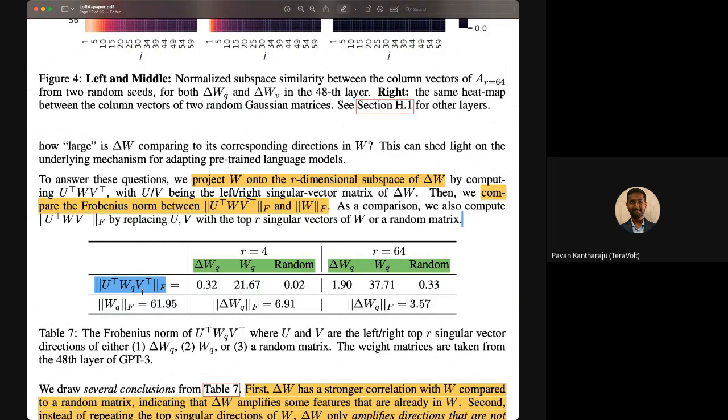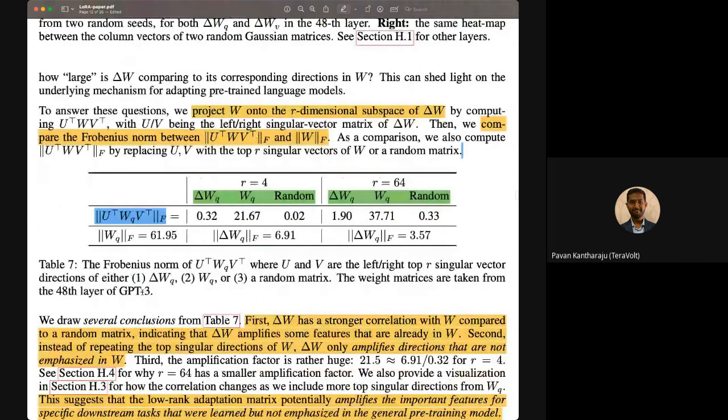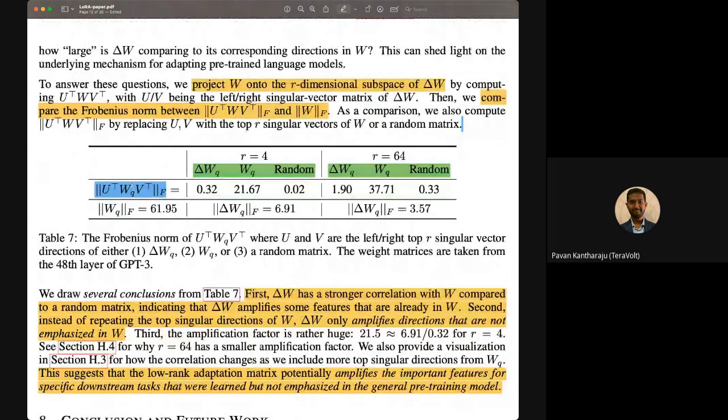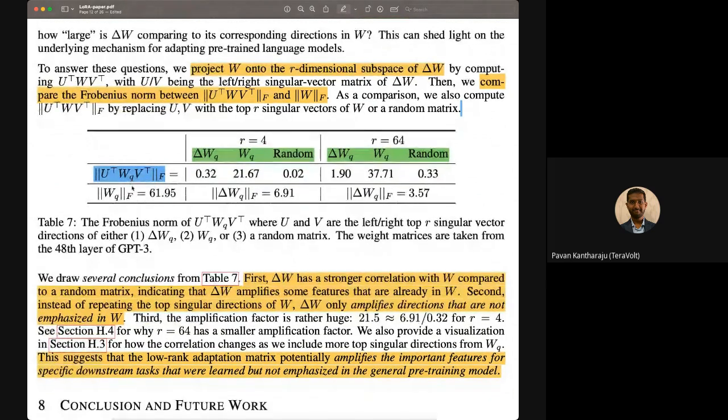And they essentially concluded that, given this, the low-rank adaptation matrices potentially amplify important features for specific downstream tasks that were learned but not emphasized in pre-training the model. And does anyone have any questions about this?